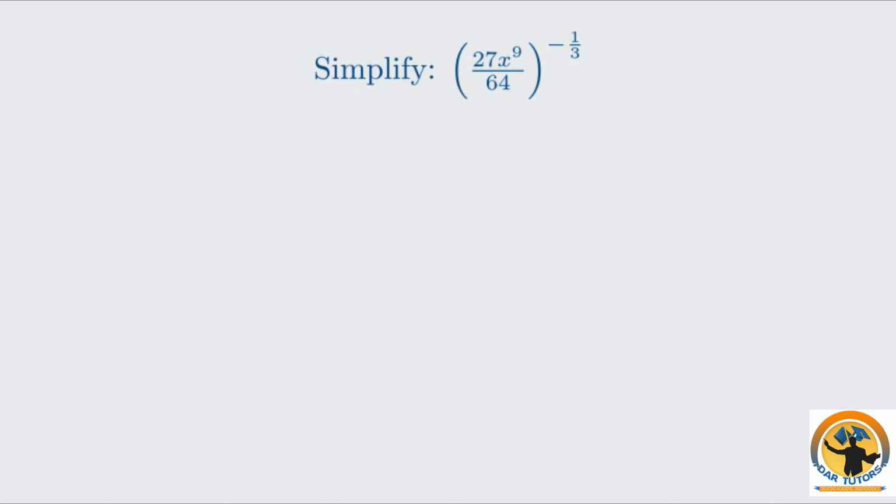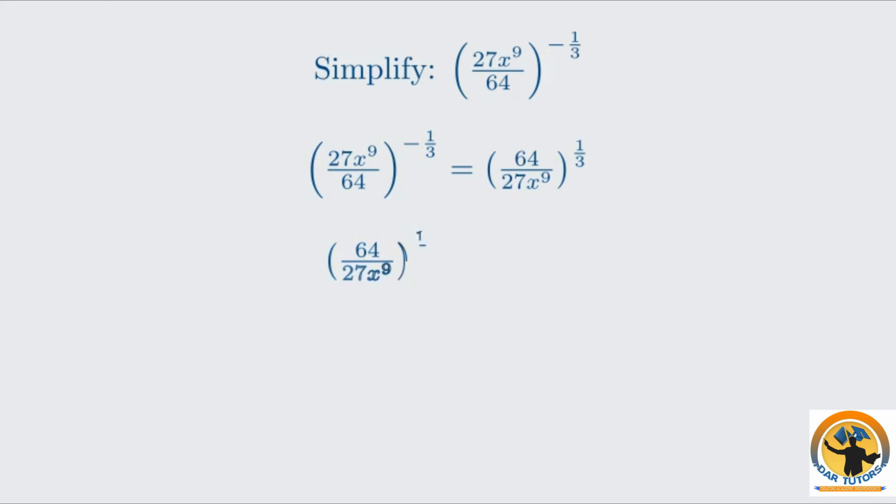The first thing we should do is deal with the negative exponent. Remember, a negative exponent means we take the reciprocal of the base. So we flip the fraction inside the brackets and change the exponent to positive 1/3. This gives us 64 divided by 27x to the 9th, all to the power of 1/3. Now, the exponent 1/3 applies to every term inside the brackets. This means we need to find the cube root of 64, the cube root of 27, and the cube root of x to the 9th.